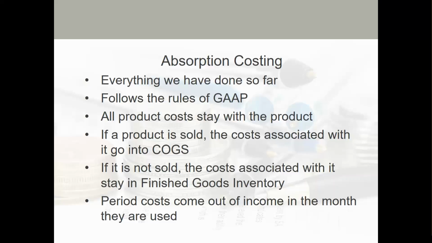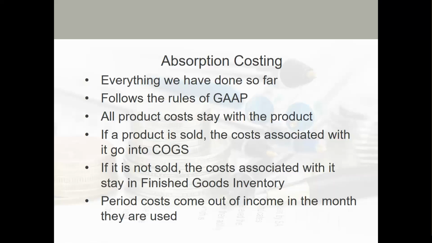In other words, whatever stage your inventory is in, that's where your product costs will be. If you recall, when we did our journal entries, we debited our work in process inventory for our direct materials, for our direct labor, and for our factory overhead. And then when the product was finished, it moved from our work in process inventory into our finished goods inventory. So it stayed within that inventory, the cost associated with manufacturing that product did, until we sold it. When we sold the product, then it moved out of the finished goods inventory into the cost of goods sold. So if the product's not sold, the costs associated with it would stay in the finished goods inventory.